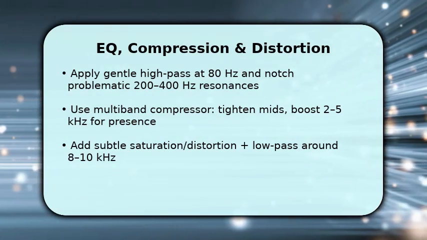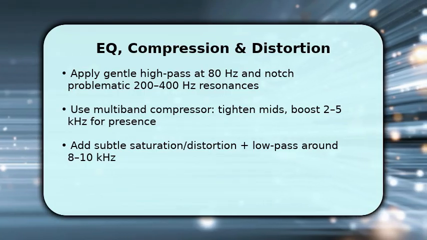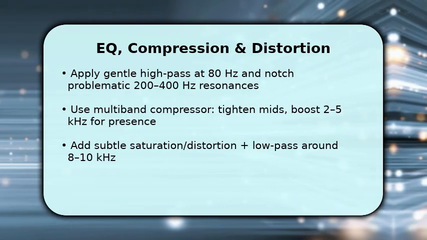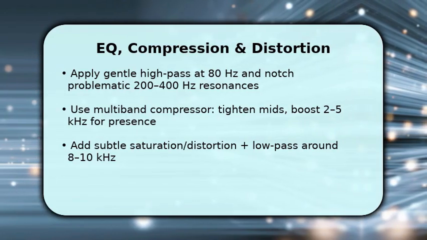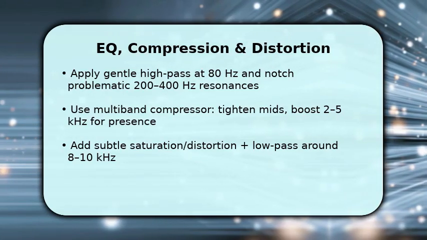Now sculpt tone. Apply a high pass at about 80 Hz to remove low rumble, then notch any boxy 200-400 Hz frequencies on the process track. Next, set a multi-band compressor to tighten mid-frequencies and add a presence boost between 2 and 5 kHz so consonants cut through.